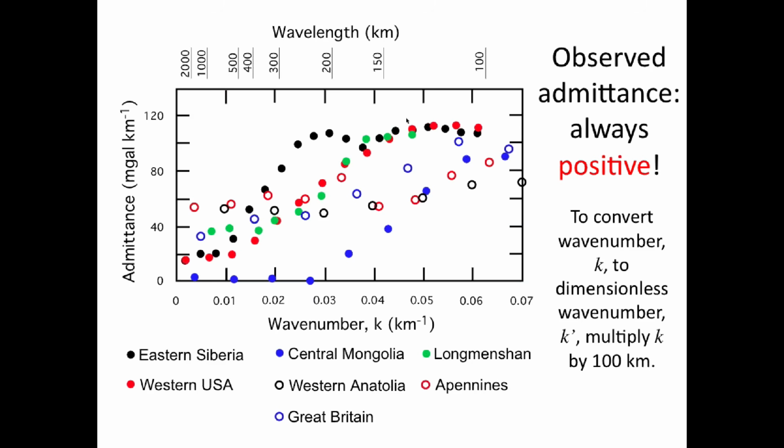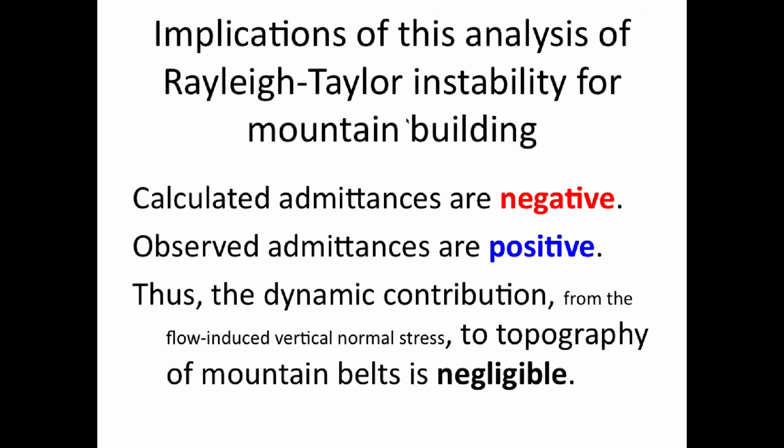Well, what about the real world? Well, admittance has been measured in many, many places. It's a way of studying another aspect of the lithosphere. But everywhere you go, the admittance is always positive. If you want to go back to dimensionless numbers, you multiply the wave numbers by 100. So this would be 1 on our previous scale, 2, 3, 4, 5, if you multiply by 100, going to the real world. Well, this makes life very easy because calculated admittances are negative, observed admittances are positive.